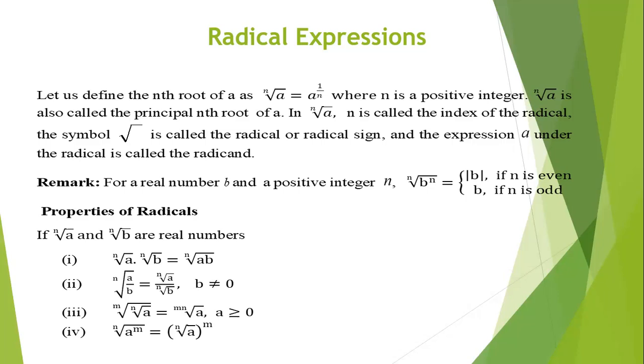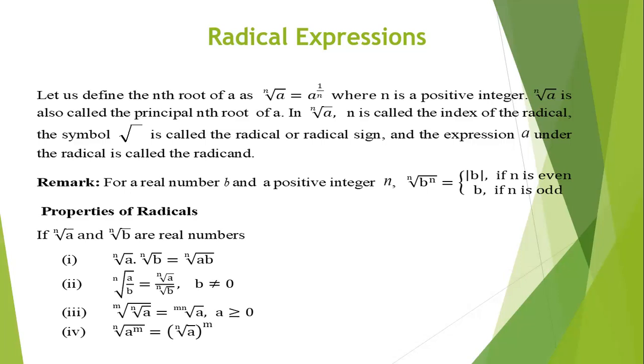Now, the second property: if I have the nth root of a divided by b, since a and b are both inside the nth root, I can separate a and b. Then it's going to give me the nth root of a divided by the nth root of b, where b can never be equal to 0, because if b is equal to 0, then the expression will be undefined.